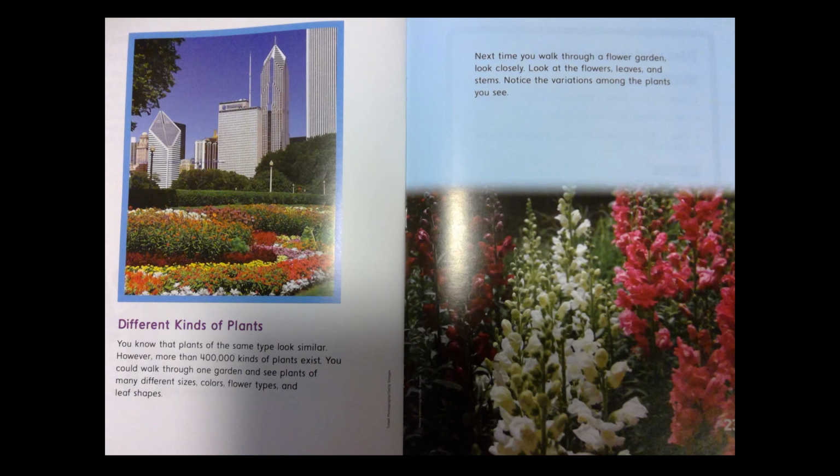Different kinds of plants. You know that plants of the same type look similar. However, more than 400,000 kinds of plants exist. You could walk through one garden and see plants of many different sizes, colors, flower types, and leaf shapes. Next time you walk through a flower garden, look closely at the flowers, leaves, and stems. Notice the variations among the plants you see.